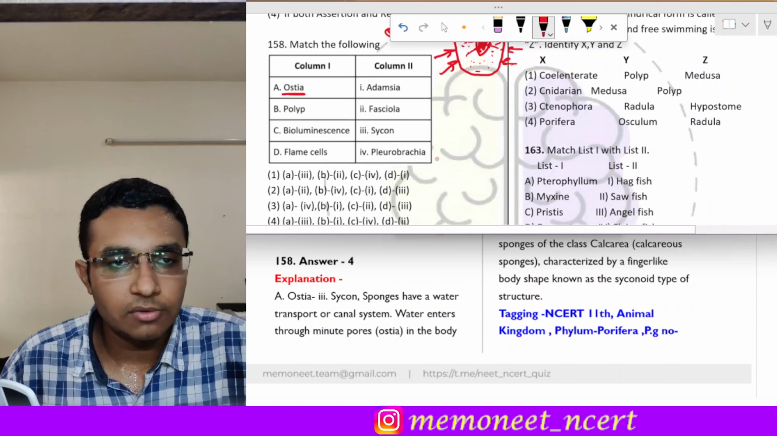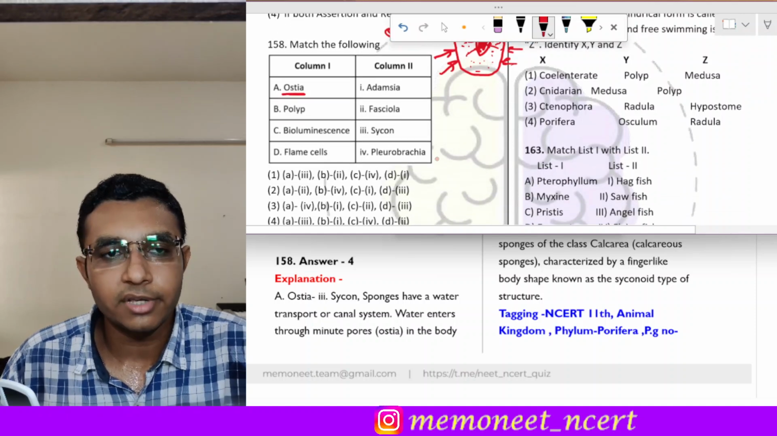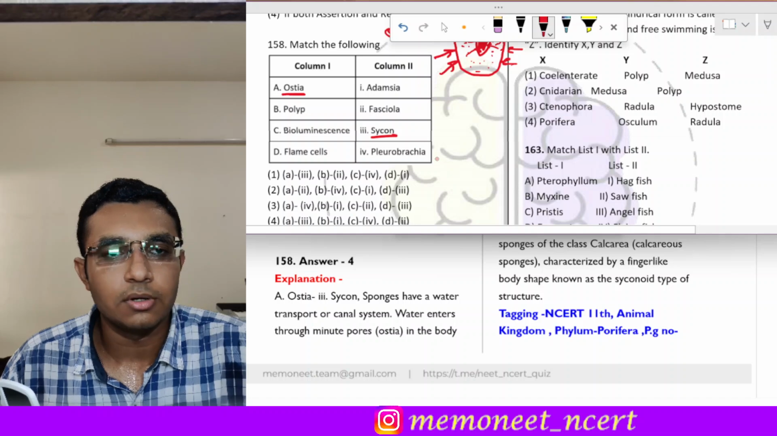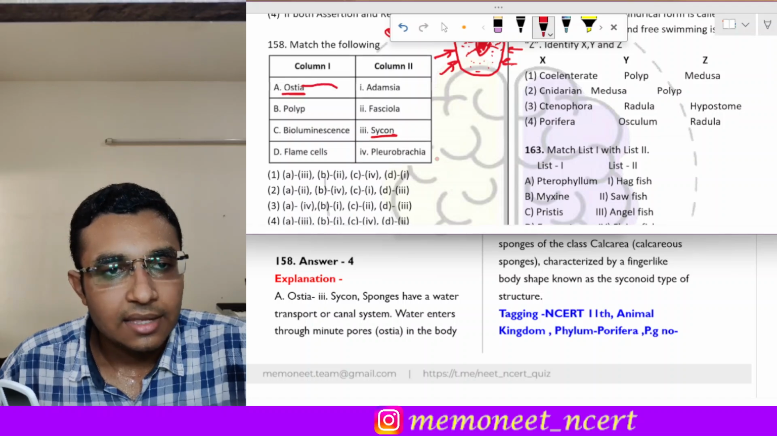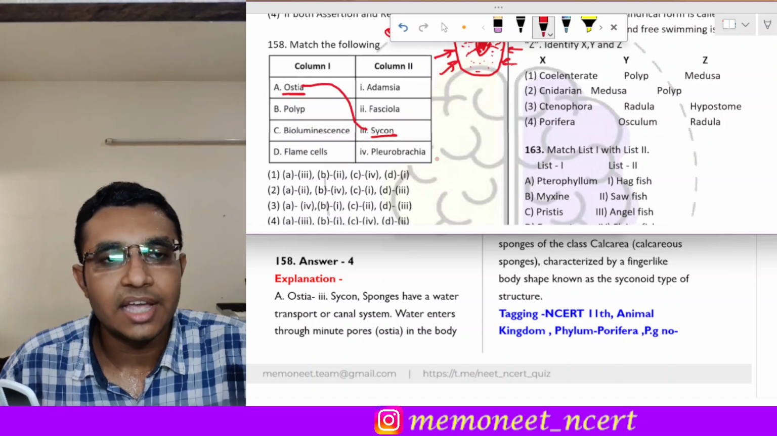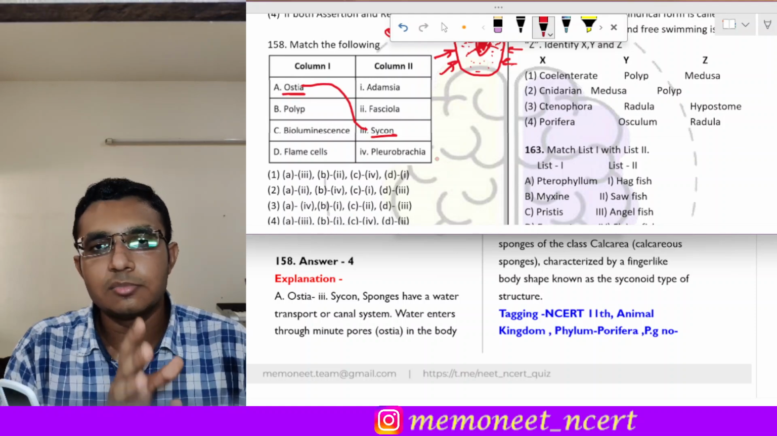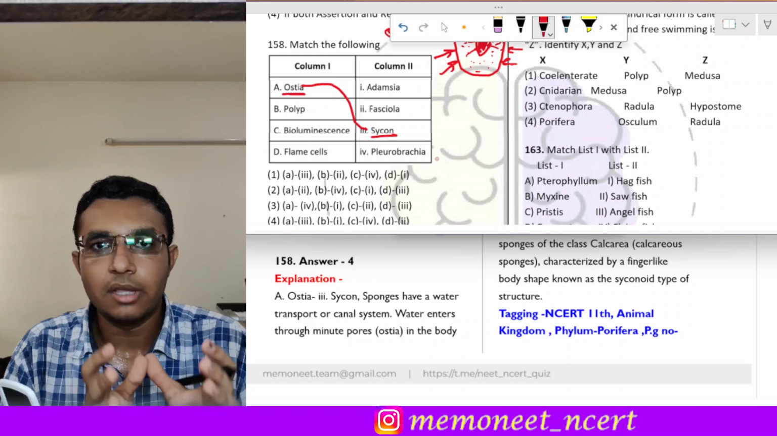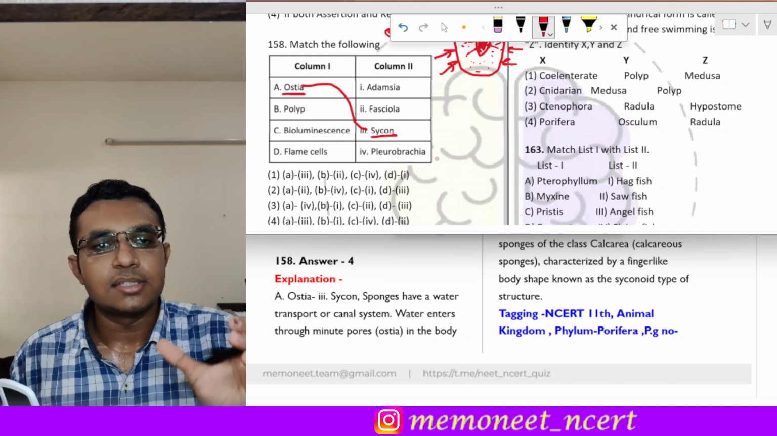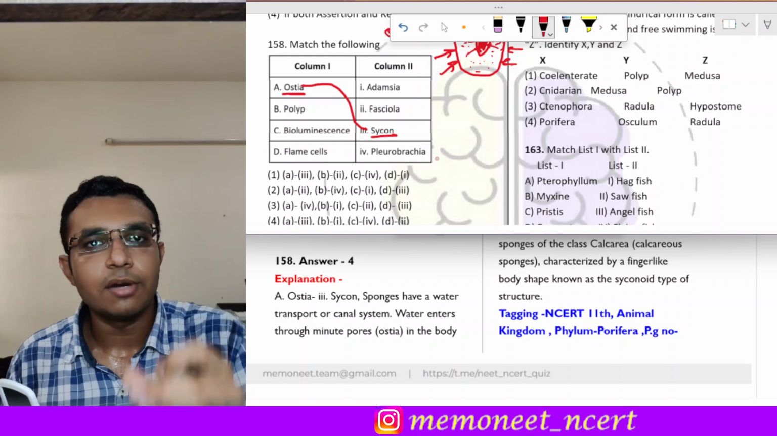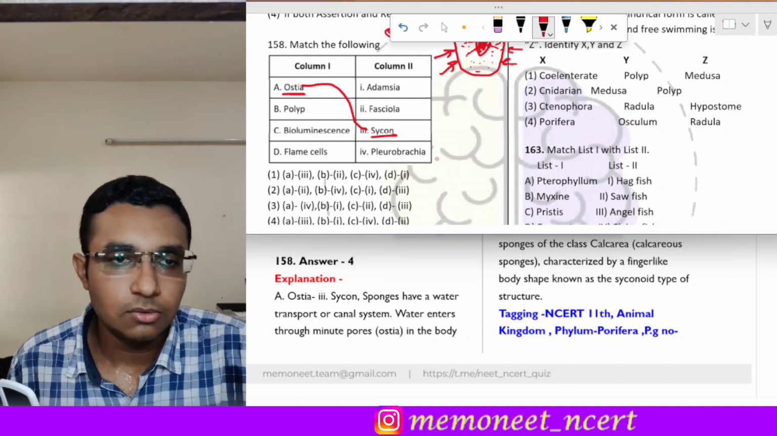And which among the following organisms belongs to phylum Porifera? It is the Scypha, or Sycon. So A goes with 3 because Sycon belongs to phylum Porifera. The organisms of phylum Porifera show a characteristic water canal system, and ostia are a part of that water canal system. So A goes with 3.